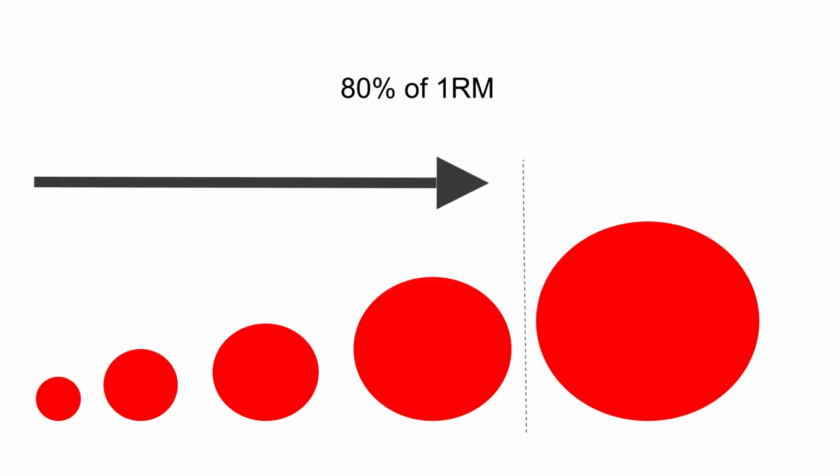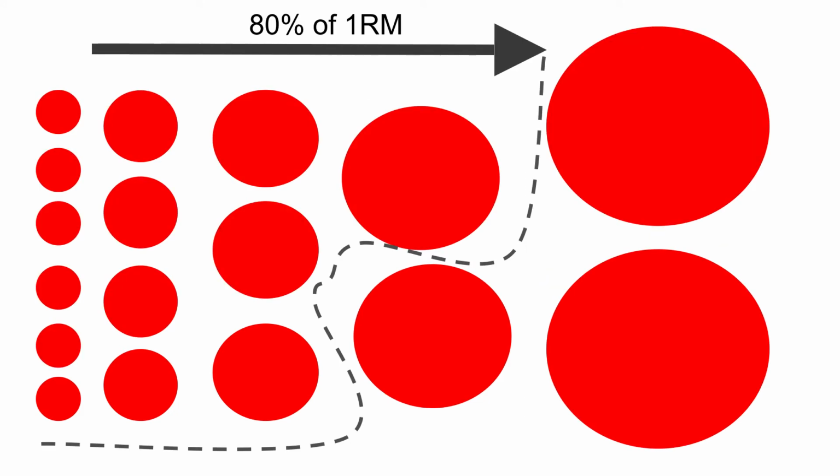Recall this slide from earlier. It's displaying how 80% of your 1RM recruits 80% of your motor units. It actually looks a little more like this. Notice how the biggest, most powerful muscle fibers aren't being recruited.